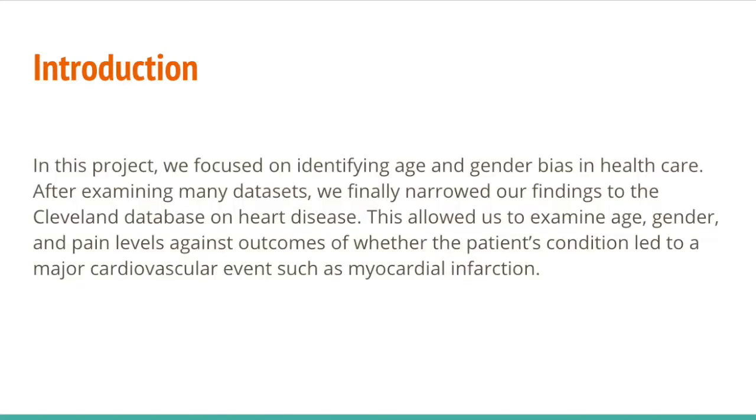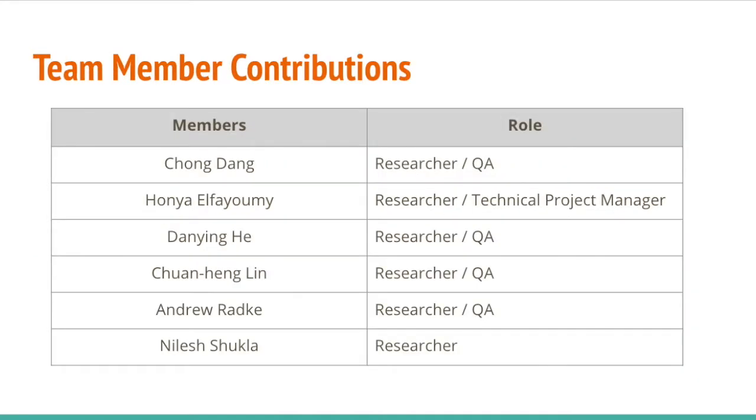Typically, we see that health outcomes are reliant on available data. However, since data bias exists, it does not always reflect the true population. For our project, we use the US Census dataset to get an accurate representation of the United States population with limited bias, and compared that to a heart disease dataset collected in Cleveland, Ohio. We examine age, gender, and pain level bias in the dataset. And here are our team members.